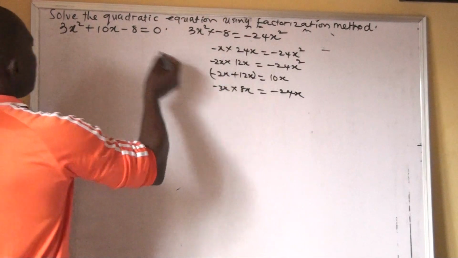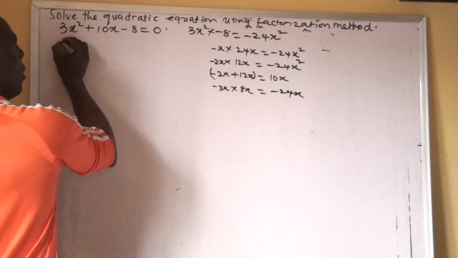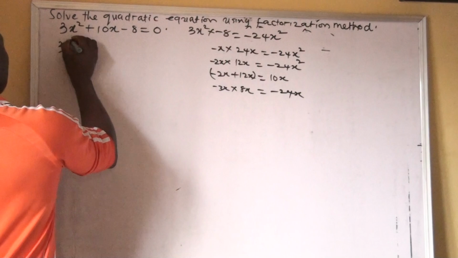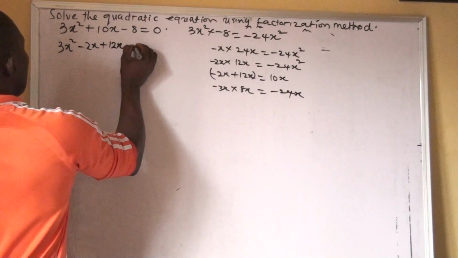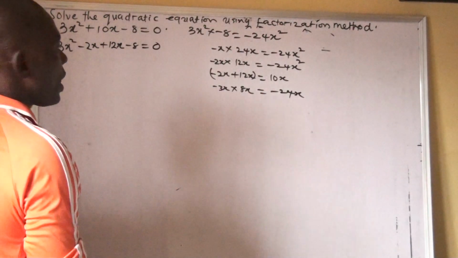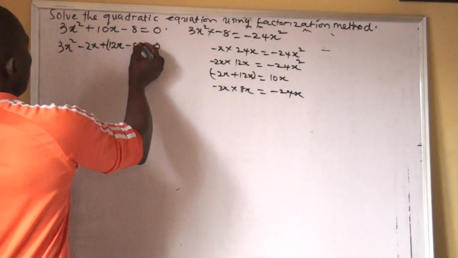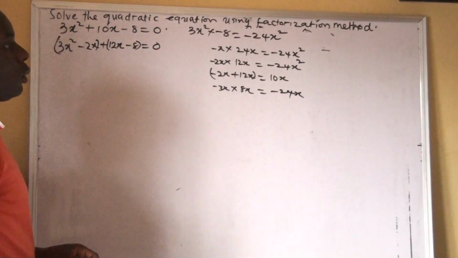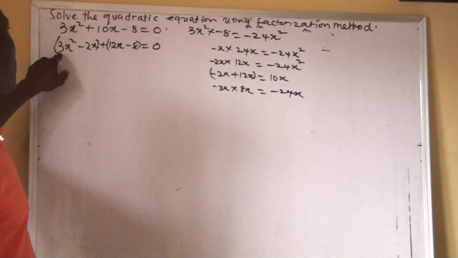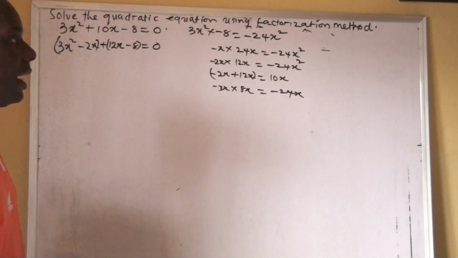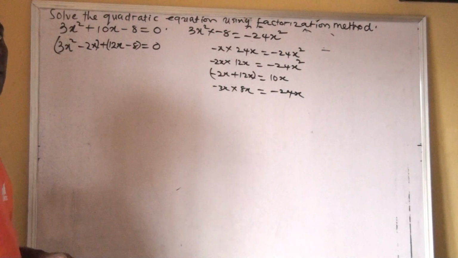Okay, what we need to do is replace the 10x with minus 2x plus 12x. So here we have 3x squared minus 2x plus 12x minus 8 equals 0. After this, we group them in twos. Having done that, we look at the common factor. What is the common factor in each of these terms? We have 3x squared and minus 2x. Something is common here, x and x. So we are going to factor out x.